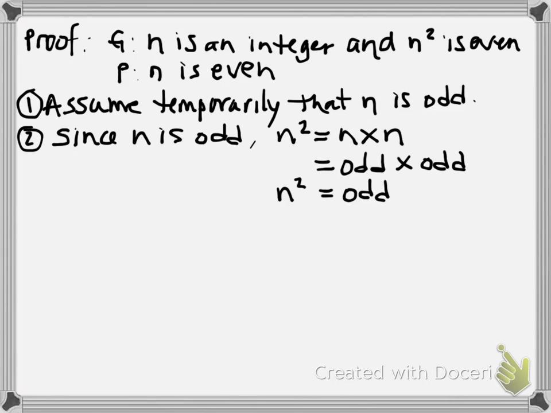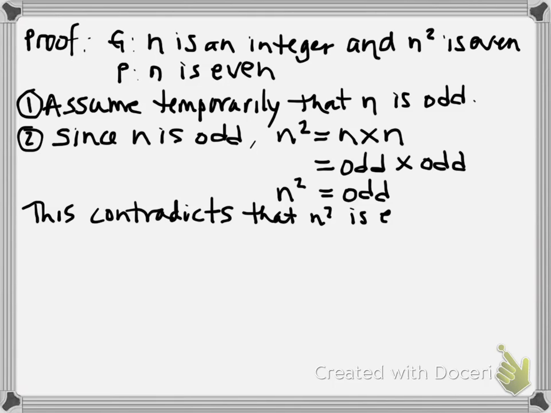Wait a second. We're saying in the beginning, the given says n is an integer and n squared is even. That contradicts the given information. So we say this contradicts, and then you can say specifically that n squared is even. You can add: this contradicts the given that n squared is even. Okay? You've got to put the contradiction as the last sentence in part 2.